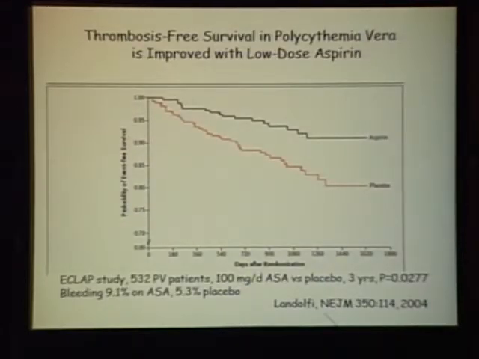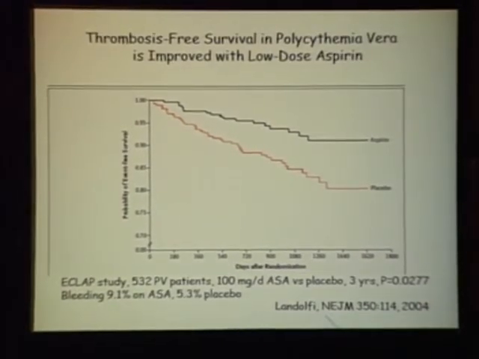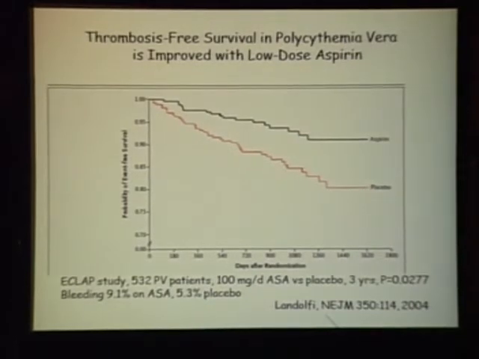The only study that has been done to date is the ECLAP study, published almost a decade ago in the New England Journal, that showed that low-dose aspirin does seem to decrease the thrombosis rate in polycythemia vera. And there are really no other studies to confirm this one at the present time. You notice that the bleeding rate on aspirin is considerably higher than the bleeding rate on the placebo, and that's an important point to remember as we go a little bit forward.